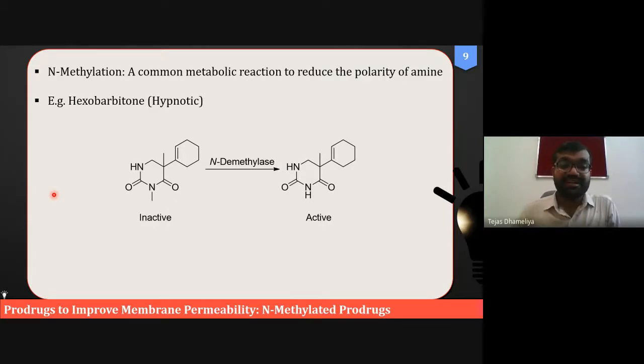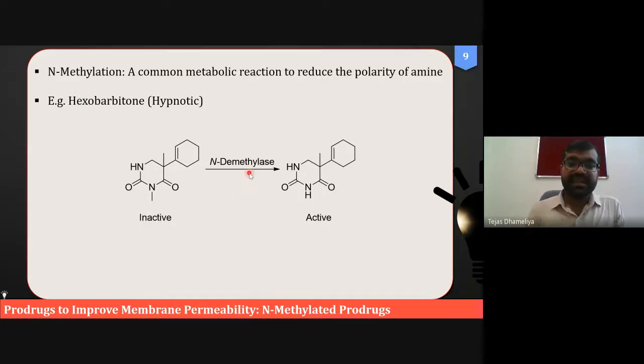One can use N-methylation. A common metabolic reaction to reduce the polarity of amine can be used for this purpose. Hexobarbital, which is a sedative, a kind of hypnotic, a kind of anxiolytic drug, and it is inactive. So hexobarbital, the structure is there on your screen, and that is inactive in nature. But look at this one, once it undergoes demethylation in the presence of N-demethylase enzyme, then it will be active in nature. So this way we can make prodrugs for membrane permeability with the help of N-methylation.